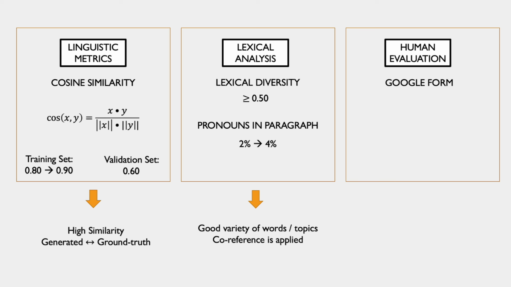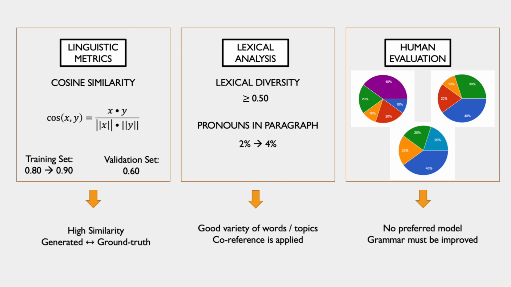Finally, to evaluate the pertinence of the descriptions produced for a given image, a Google Form containing random images from the training and validation datasets was set up. People ranked each caption from 1, being totally unrelated to the image, to 5, being totally related to the image. Here, no particular model turned out to be the clearly preferred one.